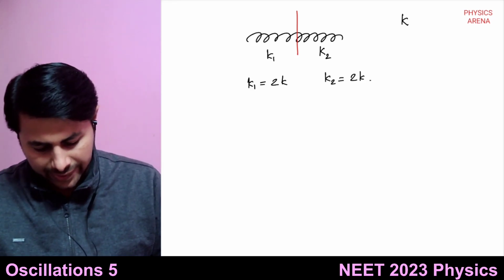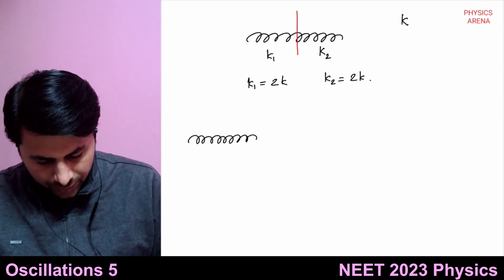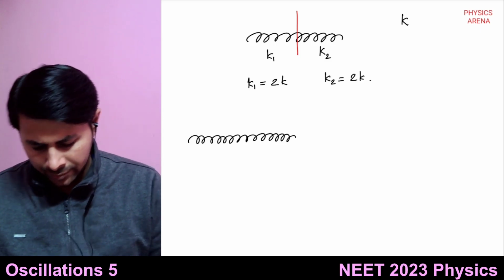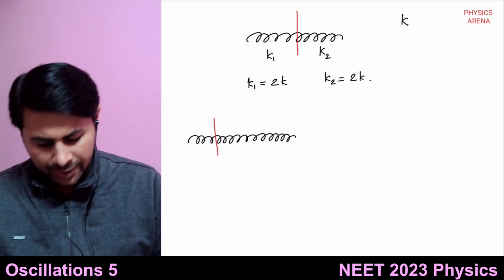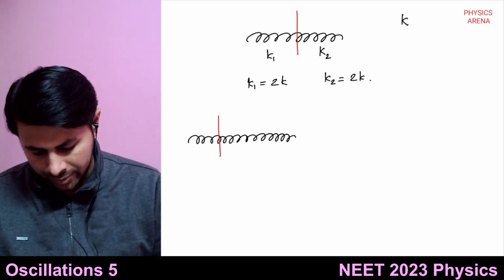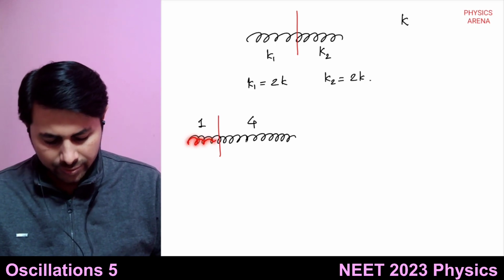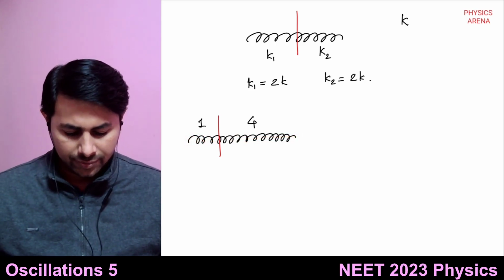Okay. Next example. So this is a spring and I am breaking it like this. So this is 1 is to 4. So now tell me.